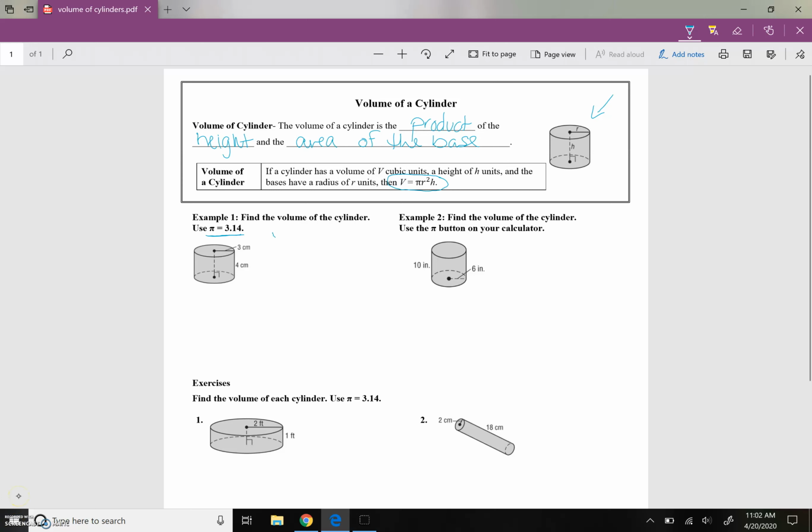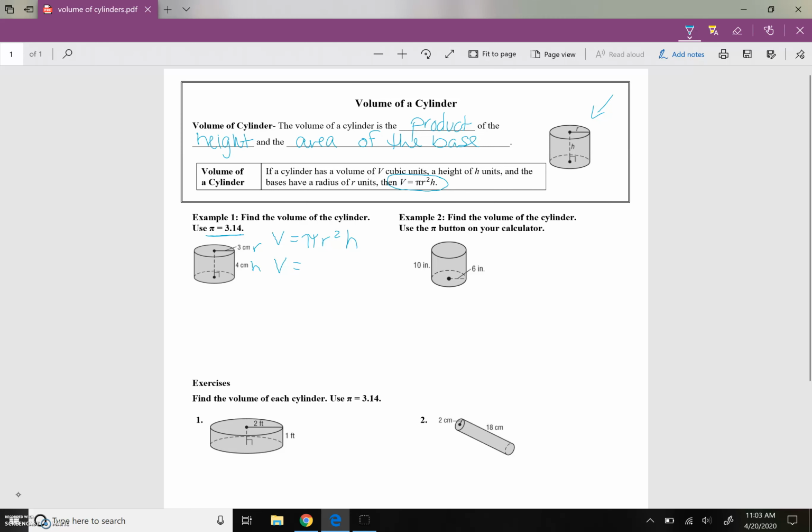So to get started, we'll need our formula. And let's label what we're using. The 3 centimeters is the radius. That's the distance halfway across the circular base. So that's going to be our radius. And the 4 centimeters is how tall it is. That's going to be our height. So plugging those in, looking for our volume.